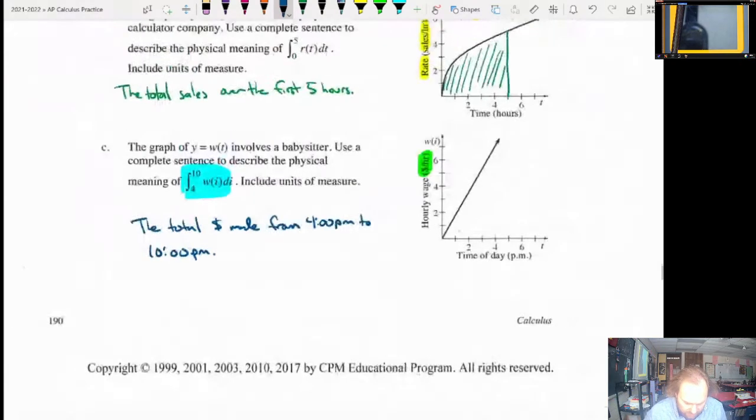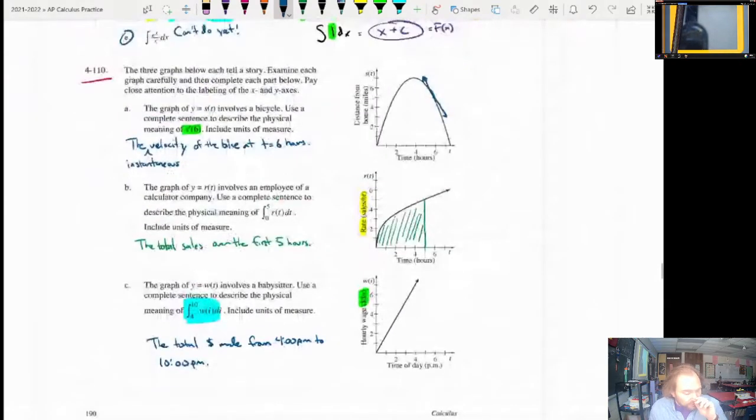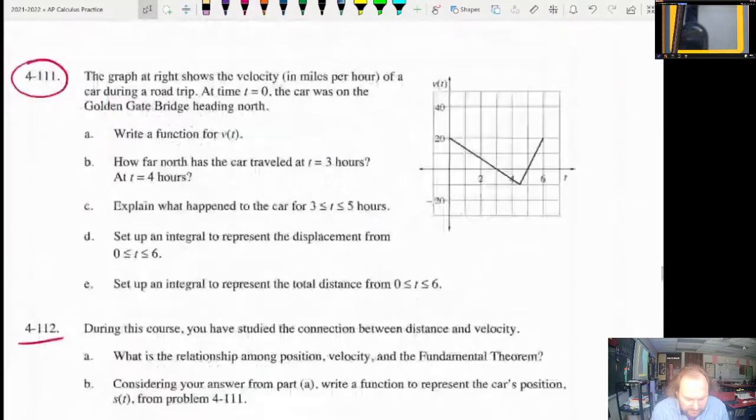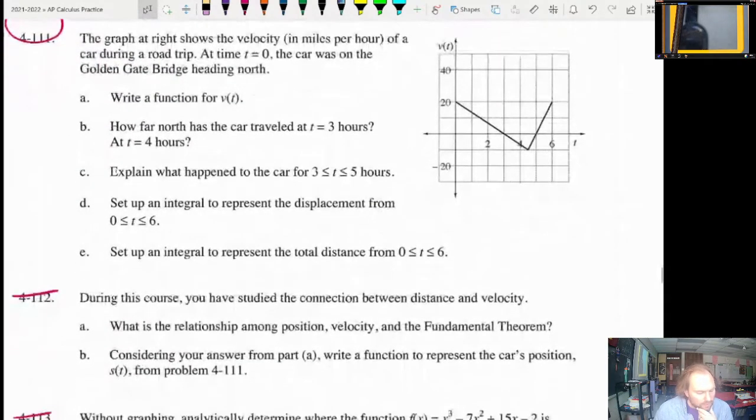Just like that. I love these kind of questions for real understanding the connection between derivatives and integrals. We're starting to go beyond the world of just slope and area under the curve and starting to talk about how these things can be useful in different situations. Let's go to 4.111. We have the graph at right showing the velocity in miles per hour of a car during a road trip. At time t equals 0, the car was on the Golden Gate Bridge heading north. Let's write a function for v of t.